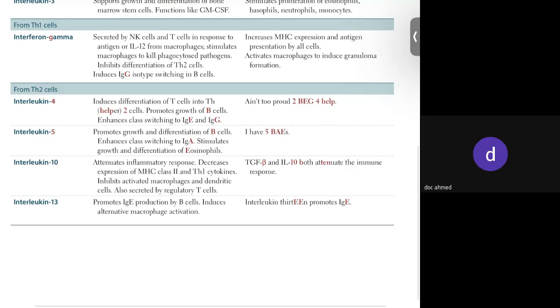Thank you. Awesome. So then we have interleukin 10. What is the function of interleukin 10? Do you guys have any idea? It's anti-inflammatory. Everything we just discussed now was leading to inflammation, right?